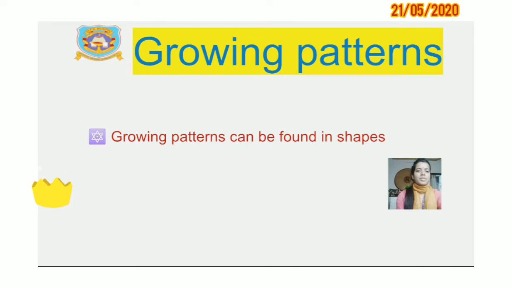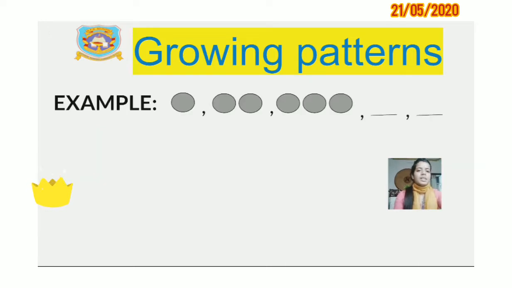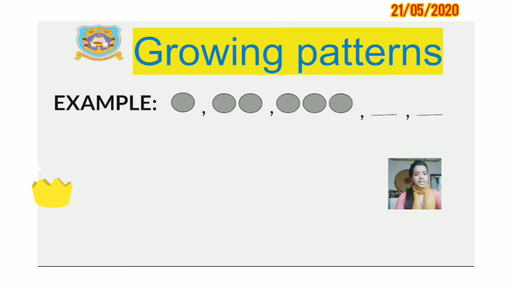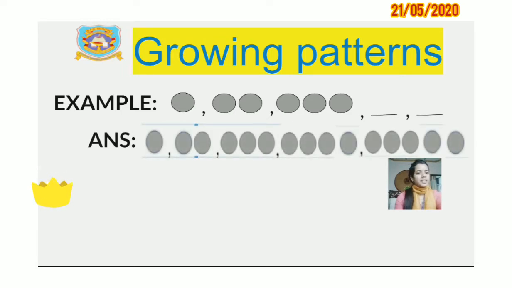Growing patterns can be found in shapes. Alright, now look at the example very carefully. In this pattern, we have 1 circle, 2 circles, 3 circles, and we have to find out the next two terms. Okay, so growing means what? Increasing, isn't it? So the answer will be what? 1 circle, 2 circles, 3 circles, 4 circles, and finally 5 circles.